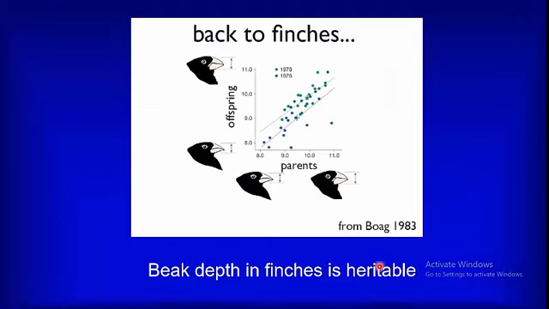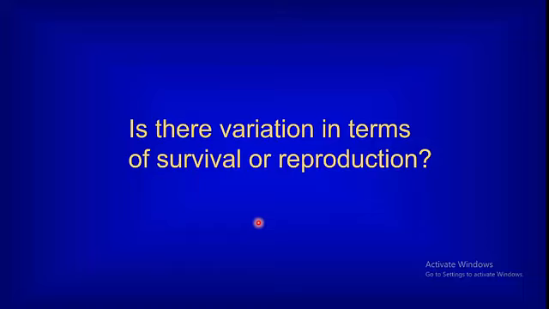So now the question is, what is the heritability over here? When you plot the offspring value against the mid-parent value, these are the things that you get. The green ones are in 1978, the blue ones are in 1976, and in both years you can find that there is a reasonable relationship. As the parent values increase, the offspring values also tend to increase, which suggests that the beak depth in finches is actually heritable. So the second condition is being met.